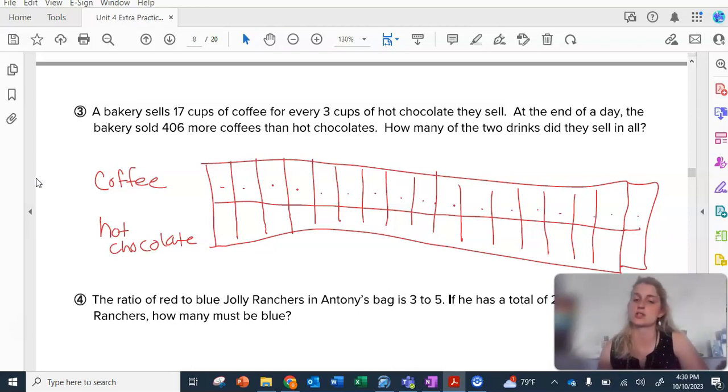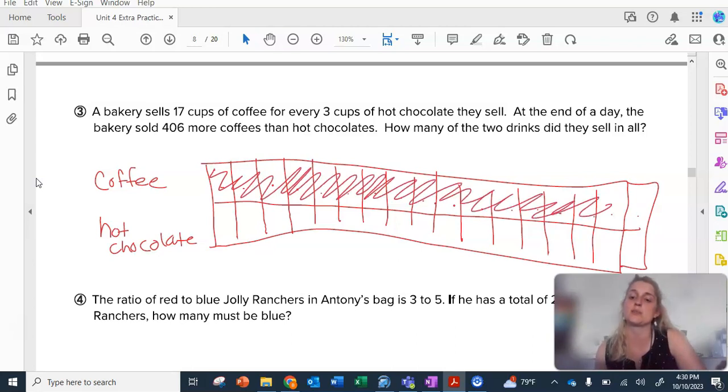It's worth the extra time to count it out, because if you maybe accidentally put 18 there or you accidentally put 16 there, then all your math that you're about to do is pointless because you were using the wrong numbers. Hot chocolate is 3 hot chocolates. Okay.